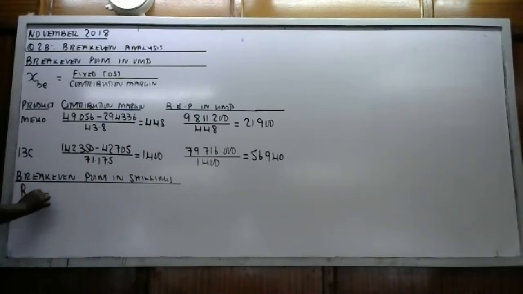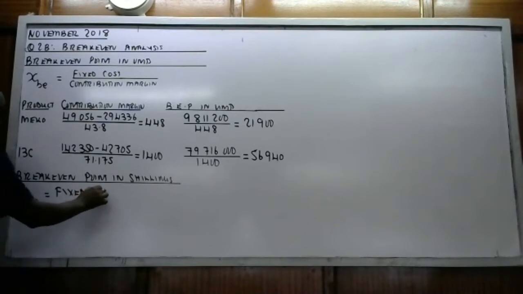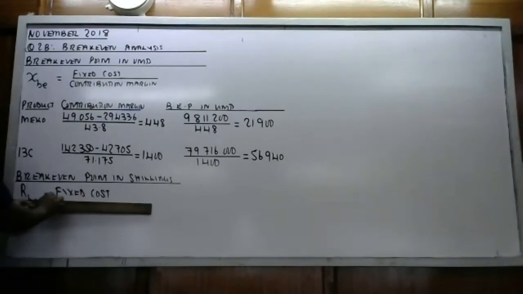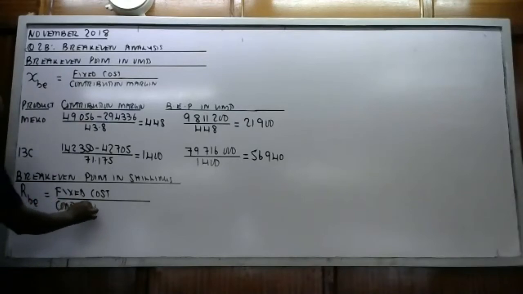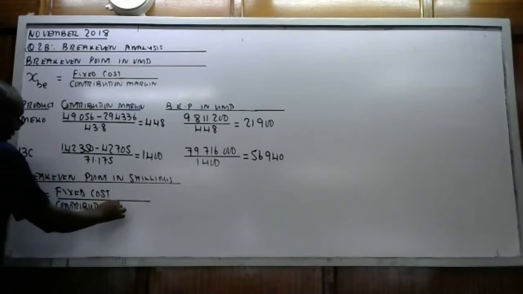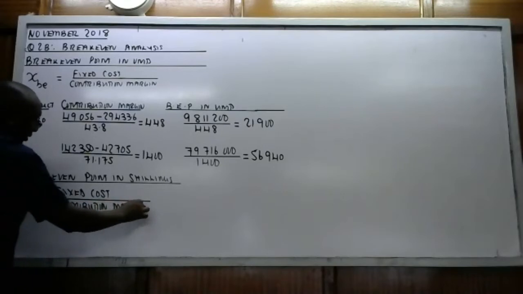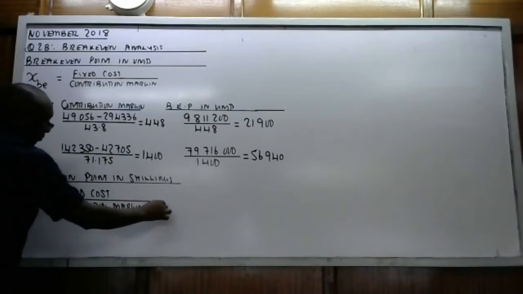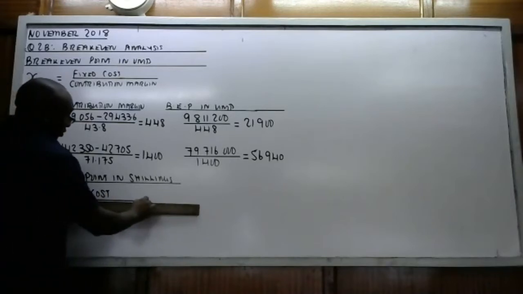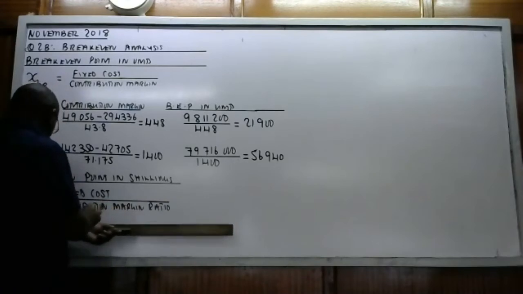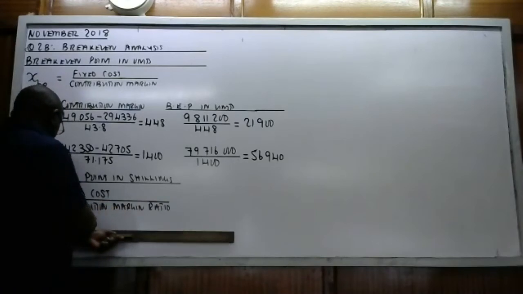RBE. It is given as fixed cost, you divide by contribution margin ratio.